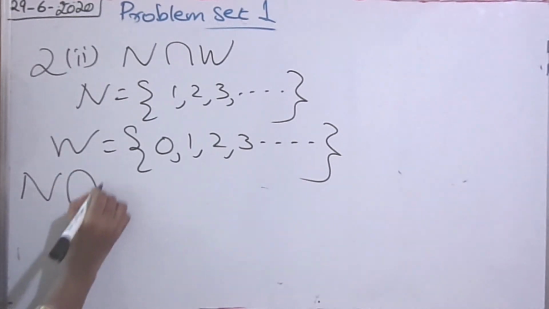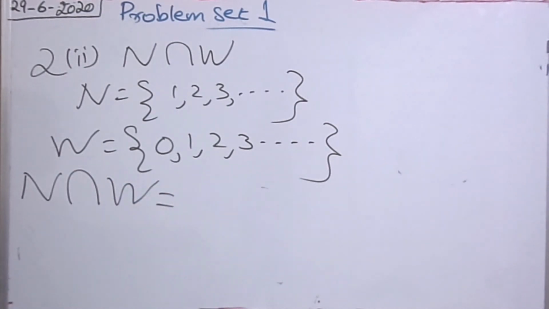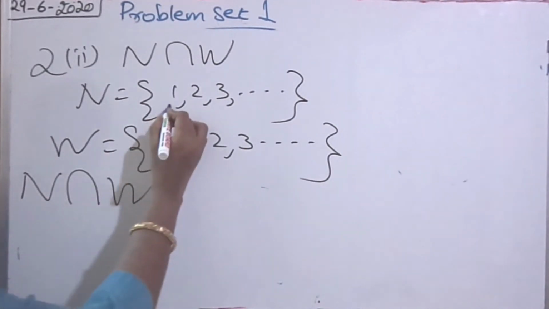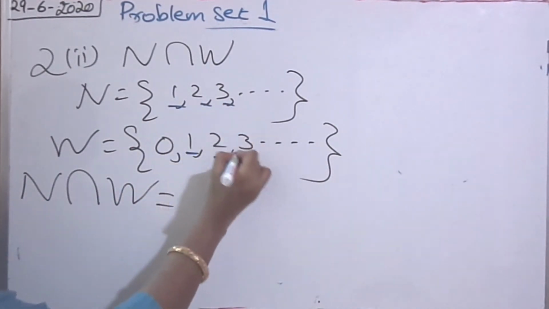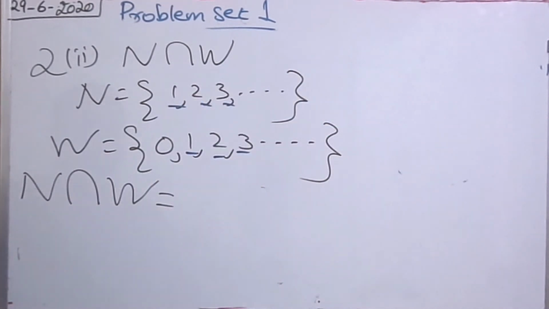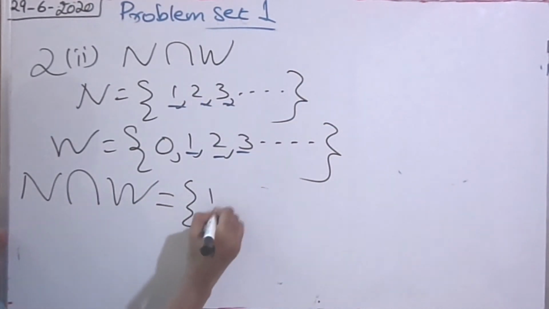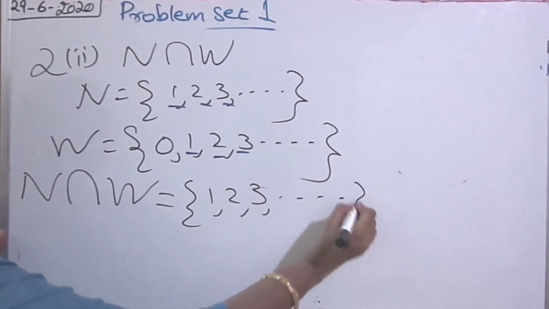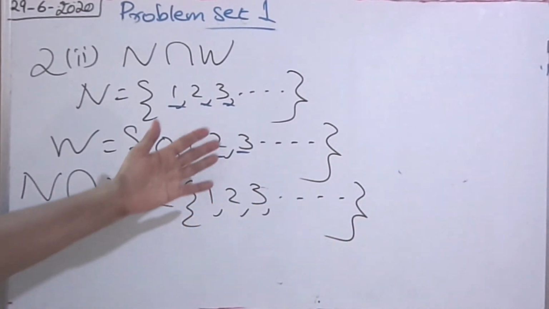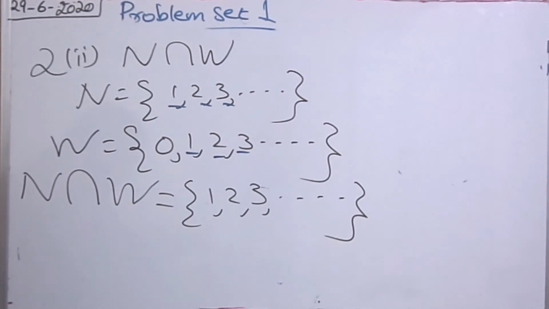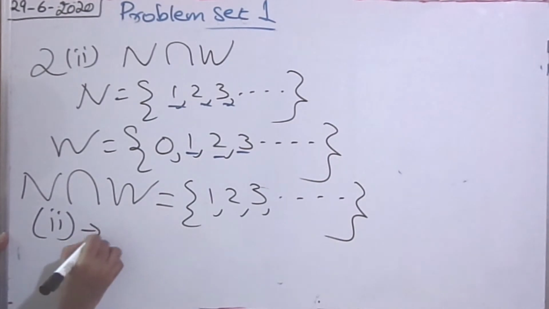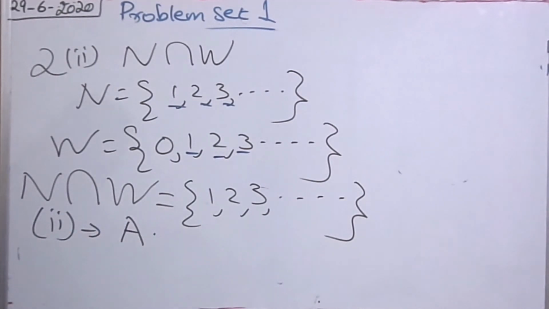Now what do you get? The intersection. Intersection means what? Common. So what is common in these two? 1, 2, 3 and so on. So what kind of set is 1, 2, 3 and so on? It's natural numbers, but they have given 1, 2, 3 dot dot dot only. So we'll write down that. 1, 2, 3 dot dot dot, which alternative is it? Second, A. Question 2, 2, A.